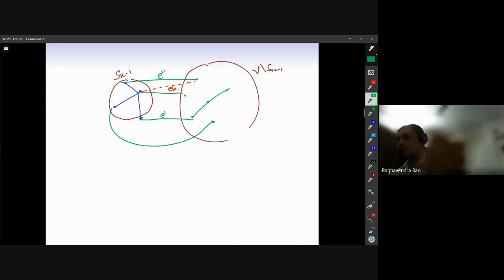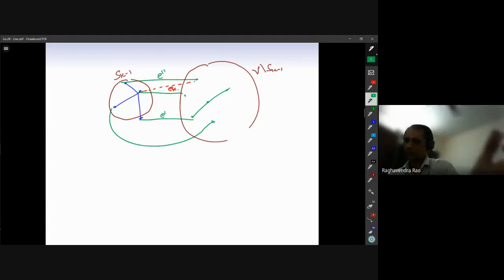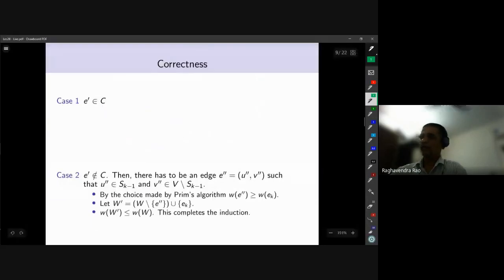Okay, so when I said E prime, I could have chosen E double prime. So can't we say directly in the starting that whenever we add an ek to w, there exists an edge e such that it forms a cycle? That is all it is. So I've just written it here. So there has to be an edge E double prime, whatever it is, you could call it E prime itself, which is across sk minus 1 and v minus sk minus 1.